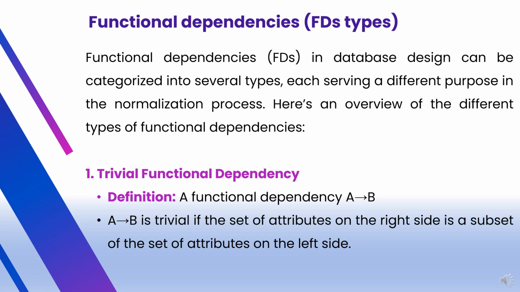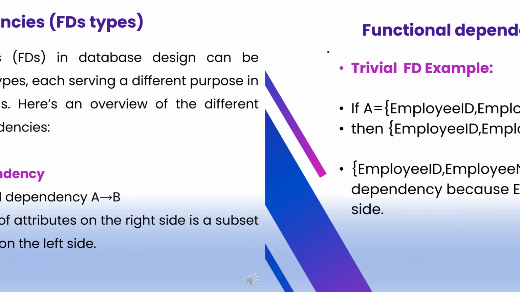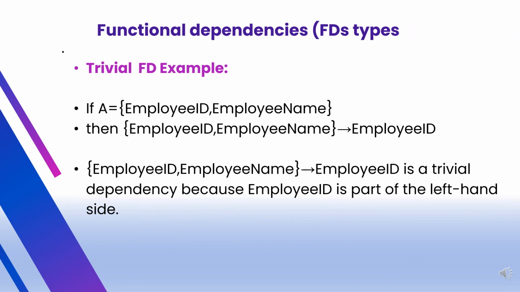First type, trivial functional dependency. A functional dependency A determines B is trivial if the set of attributes on the right side is a subset of the set of attributes on the left side. Trivial FD example: if A equals a group containing employee ID and employee name, then employee ID, employee name determines employee ID. This is a trivial dependency because employee ID is part of the left-hand side.